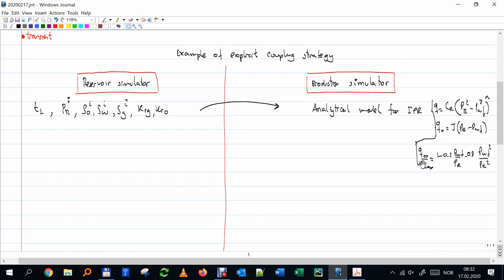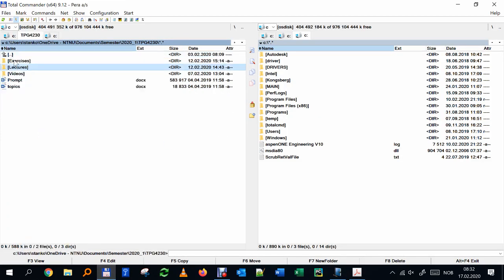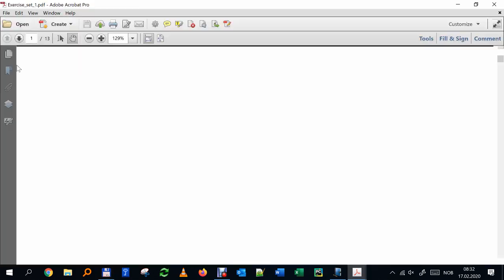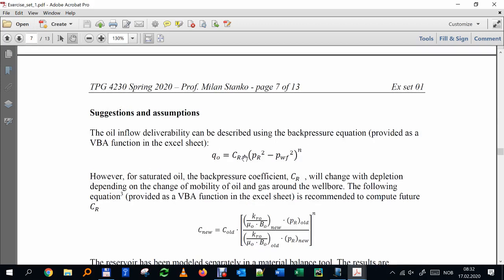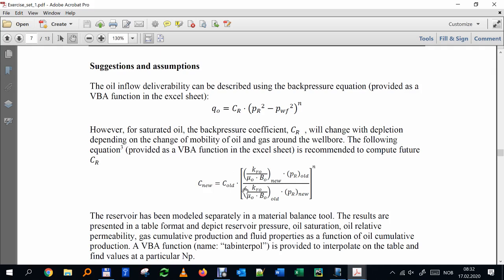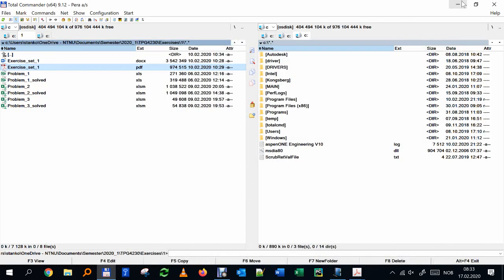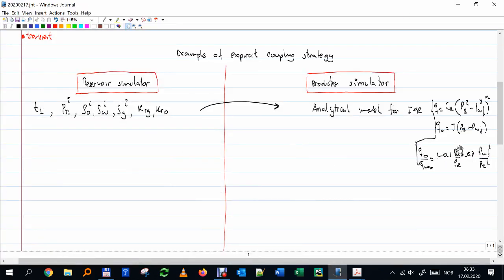You went through one exercise, exercise 3, where you are using the back pressure equation and updating the C with the relative permeability of oil, the change in viscosity of oil and BO, and reservoir pressure. So each model that you choose has a way to update it with depletion, or you can simply generate IPRs from the reservoir simulator. So we call it generated.